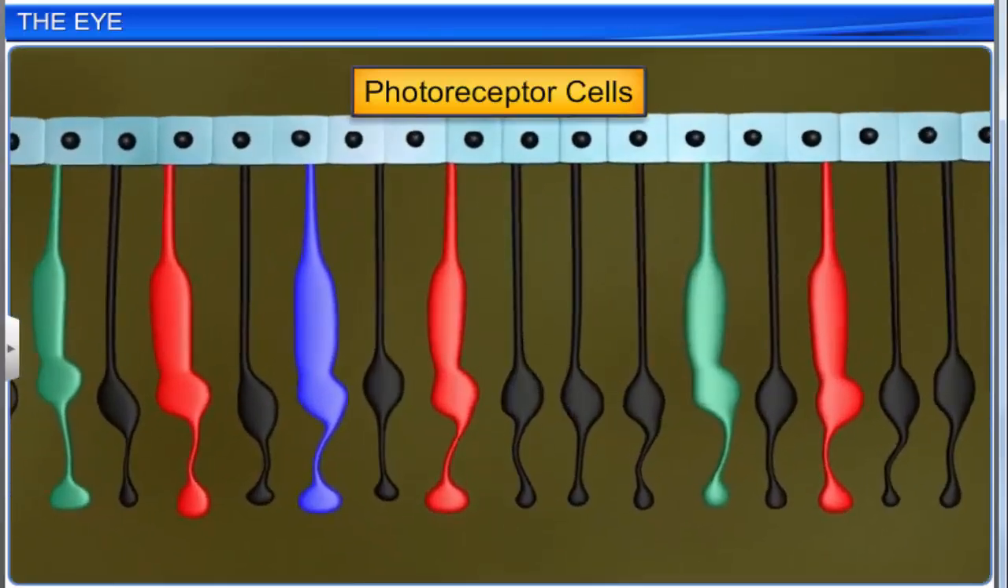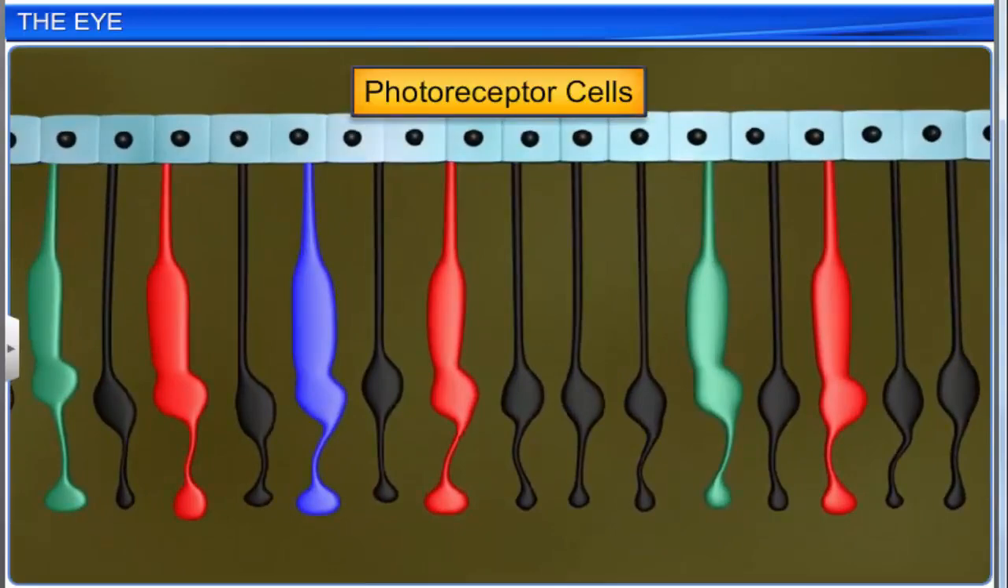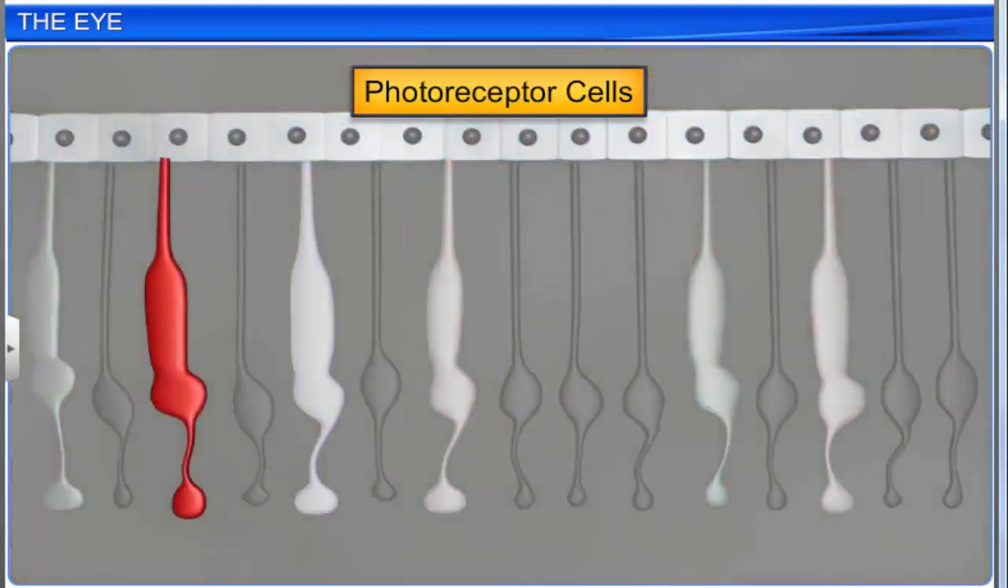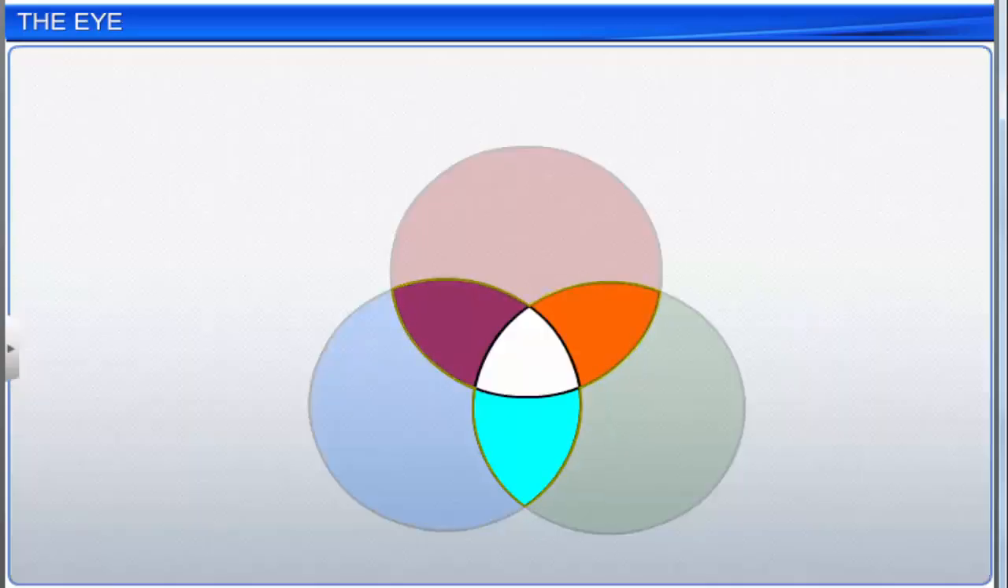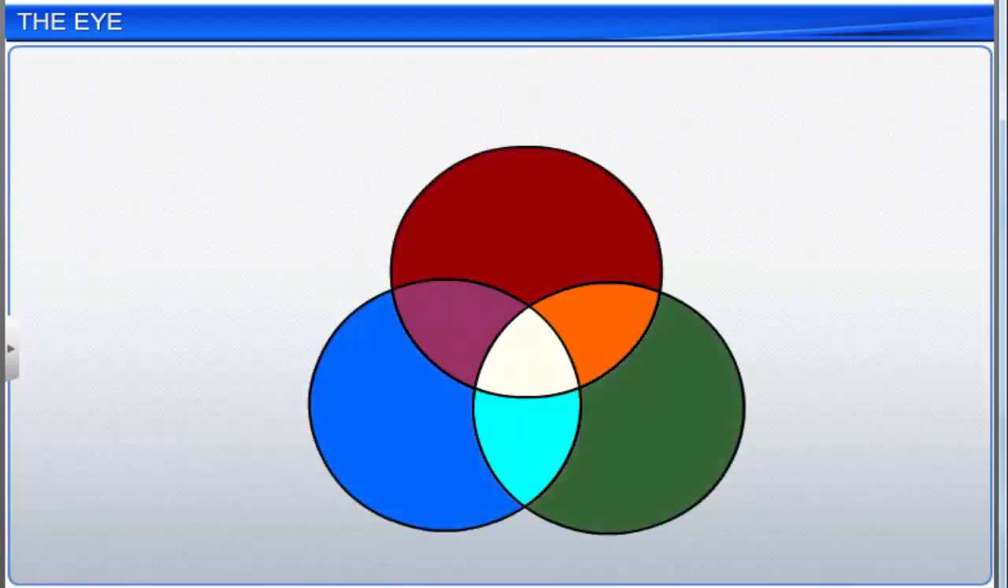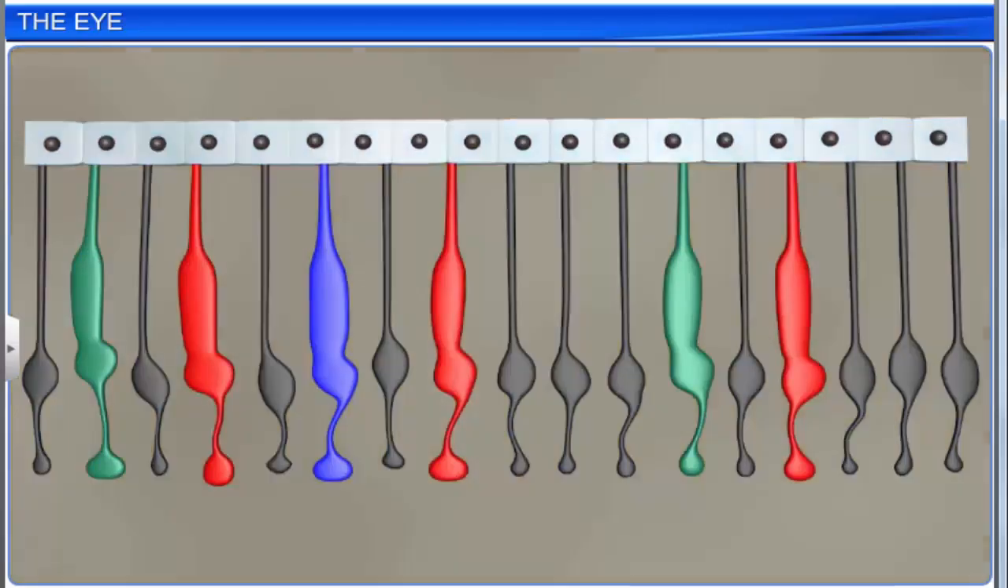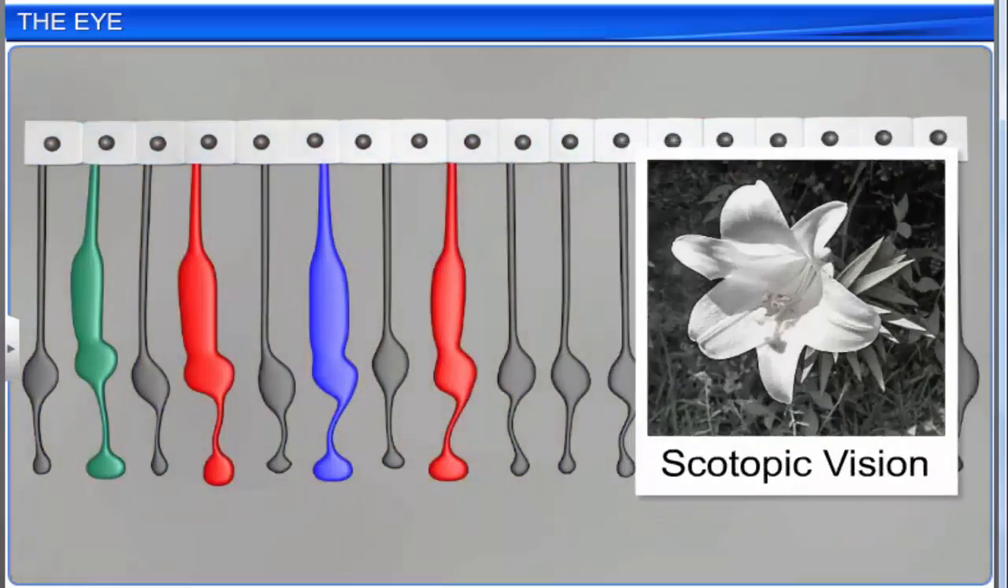Cones are of three types and contain different photopigments and respond to red, green and blue light radiations. Other colors are detected by simultaneous stimulation of more than one type of cones. Equal stimulation of all the three cones produces a sensation of white light. The cones are insensitive to dim light, so a person cannot see colors at night.